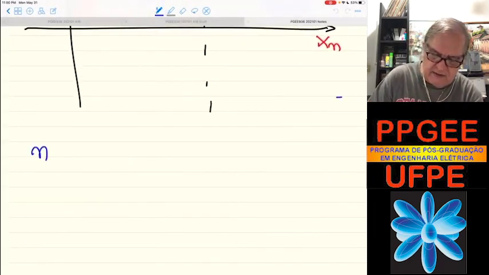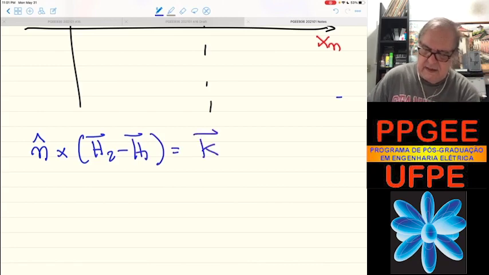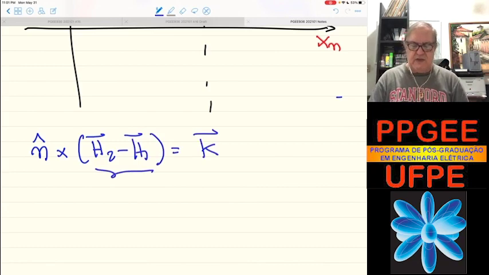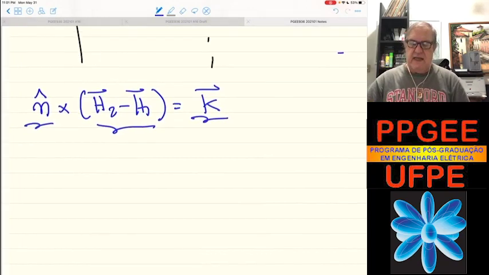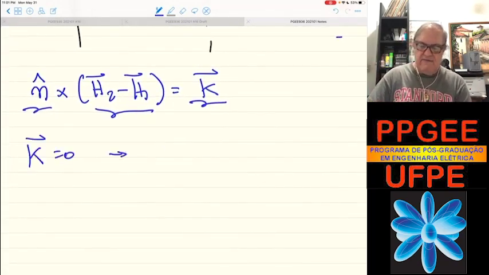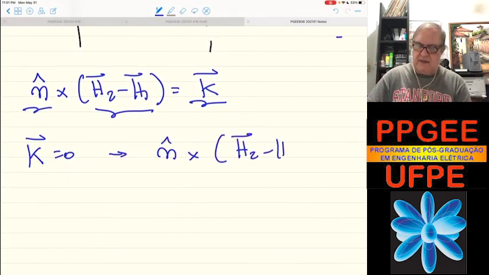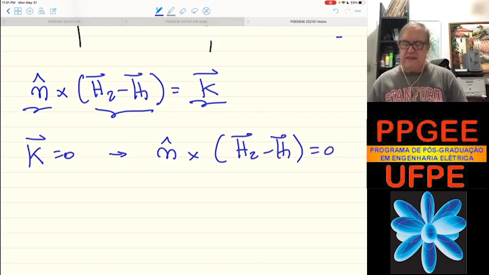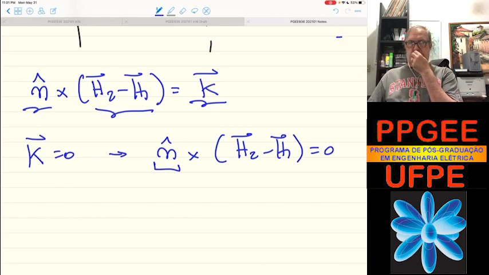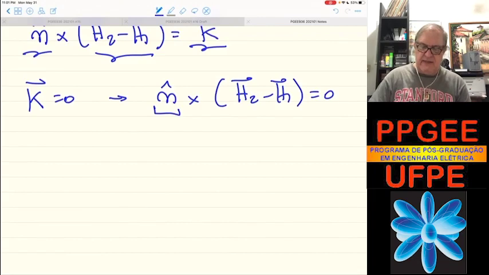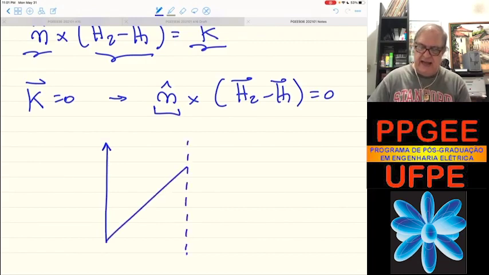So let's explore a little more here. If H2 minus H1 is not parallel to n, it's because we have a current density on the surface. In many cases, K equals 0, then you have n cross (H2 minus H1) equals 0. So H2 minus H1 is parallel to n, right? I mean, you have the normal direction. You have to take the difference between vectors in such a way that the difference is going to be parallel to the normal.